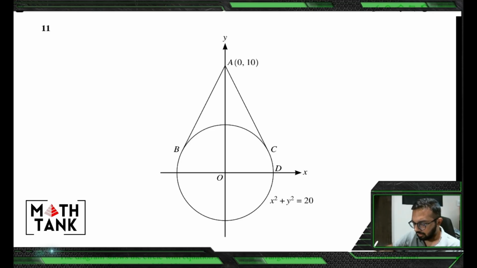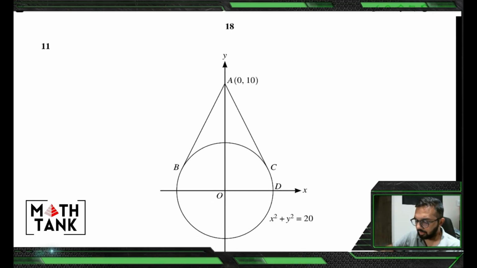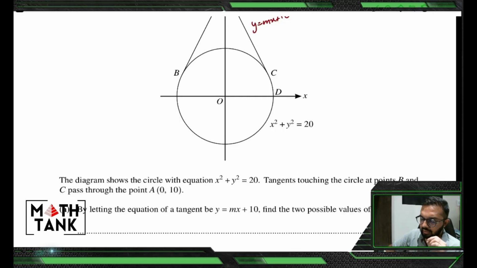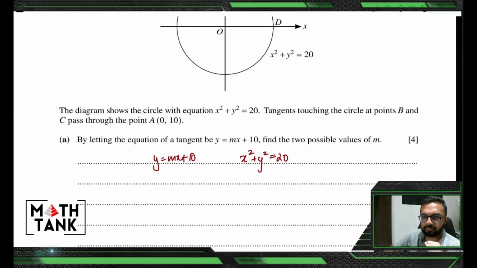Okay, on to this next question. In November 2211, this is question 11. It says the diagram shows a circle with equation x squared plus y squared equals 20. Tangents touching the circle at points B and C pass through the point A. By letting the equation of the tangent be y equals mx plus 10, find the two possible values of m. So what I can see is this is more of a question on quadratics than it is on equations of circles. So I'm going to write both equations and then try to solve them simultaneously, basically, and nothing else.